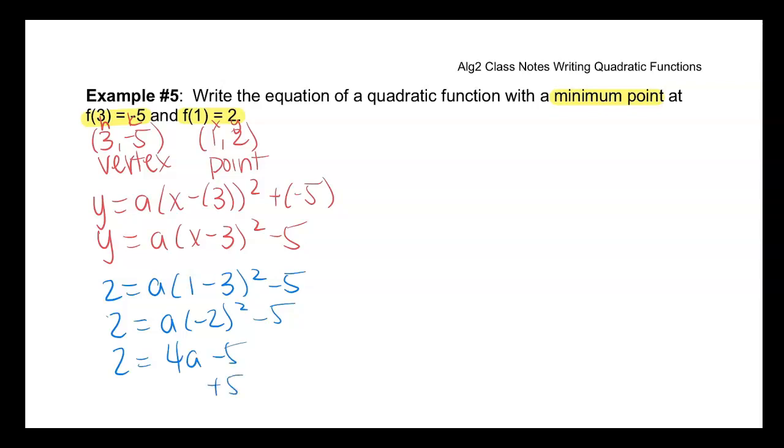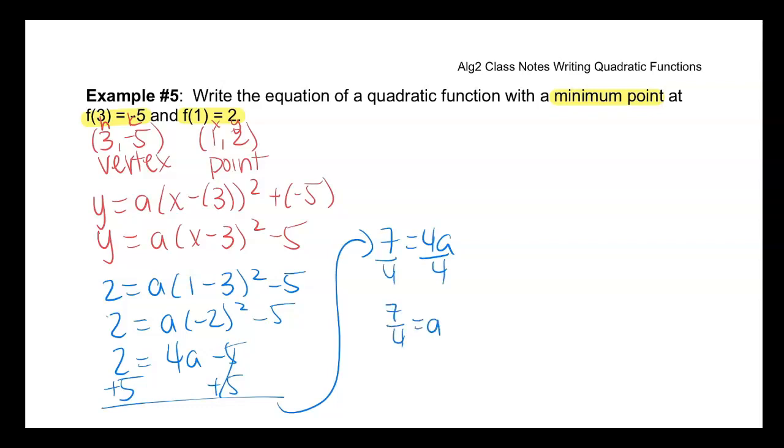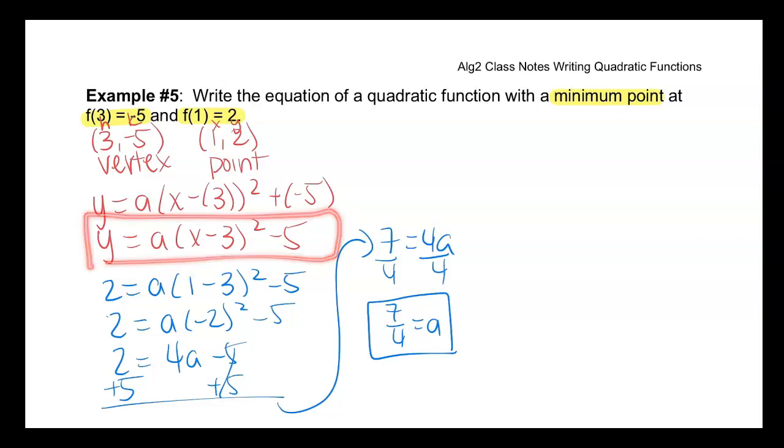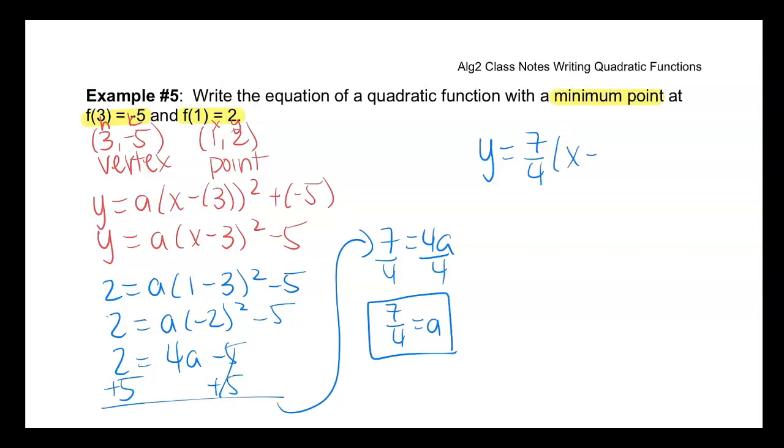Now we can add 5. Since I'm running out of space, I'll put my answer up here. We're going to have 7 equals 4a, and then we'll isolate a by dividing by 4. So 7 over 4 is going to equal your a value. Using the vertex form that we already have for our equation, let's write out our answer. Y is going to equal 7 over 4 times x minus h, which was 3 squared, plus k, which is negative 5. Don't put 2 different signs, put 1.